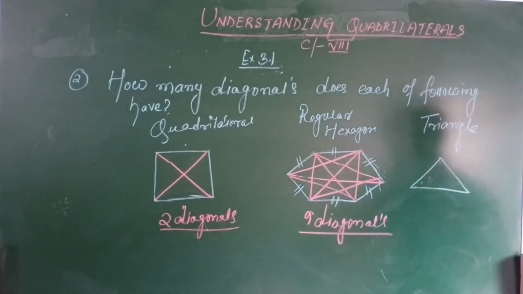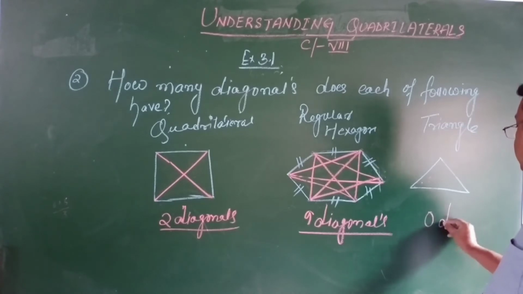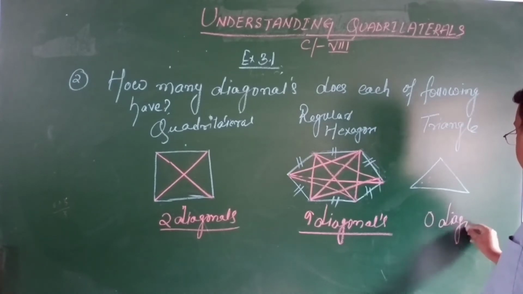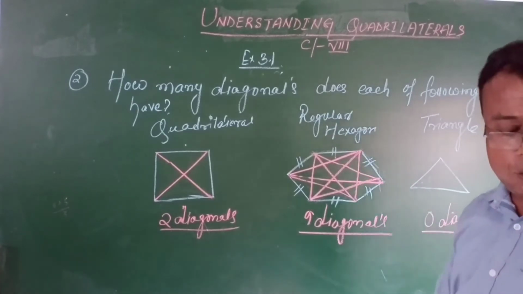Now come to the triangle. This is a triangle. Can you draw any diagonal here? No, you cannot draw any diagonal. So here in a triangle it is 0 diagonals.